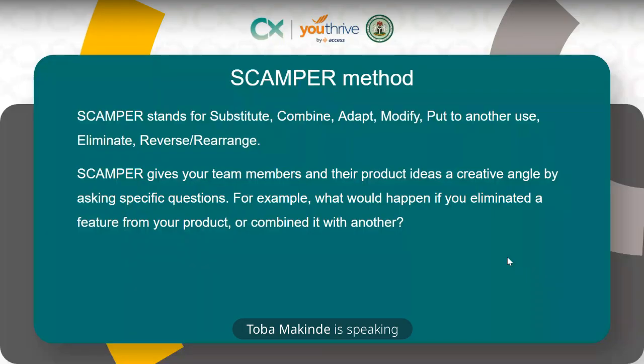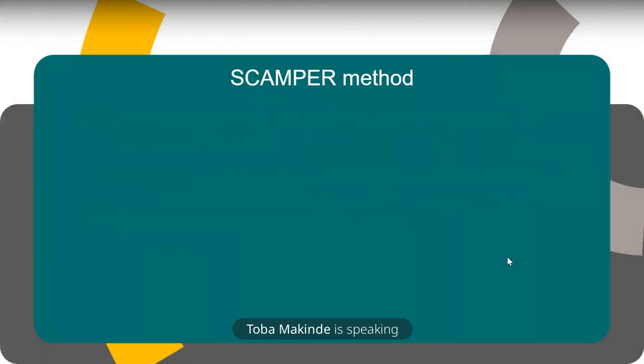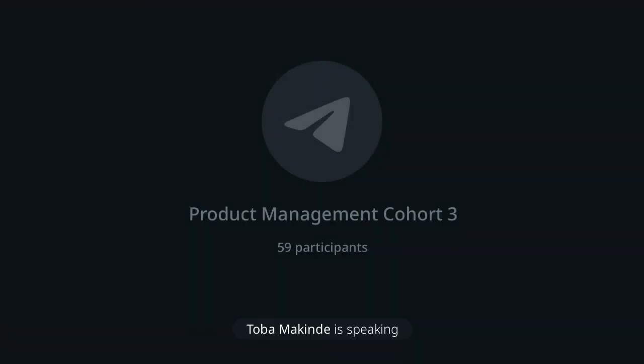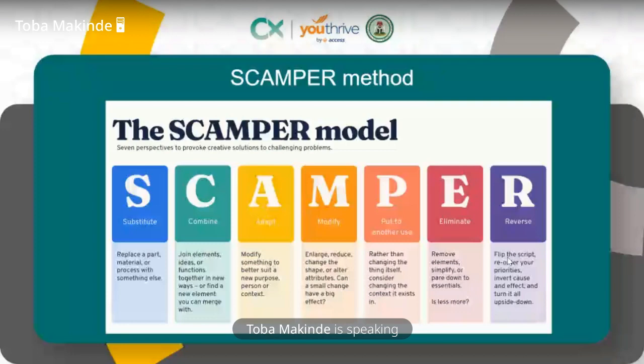So maybe based on the workflow, you realize that, oh, I think this particular feature should come before this. So you want to rearrange or reverse the idea. Now this might come in terms of the workflow and the features that you want to put in that product. All right. So this is just a picture that shows you that breakdown of the SCAMPER method, right?